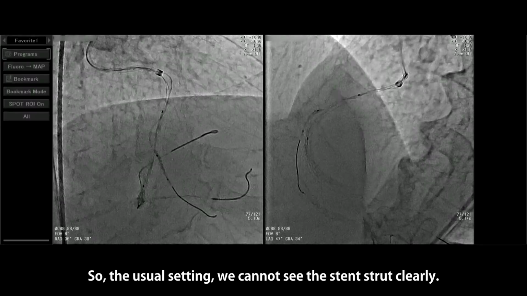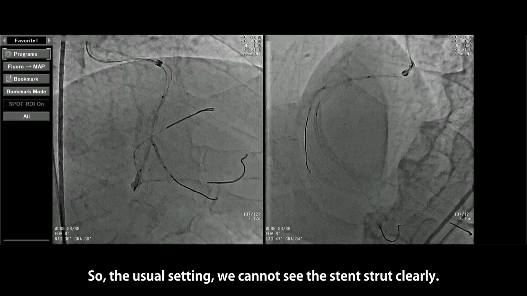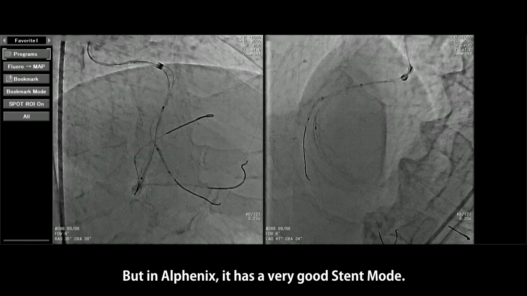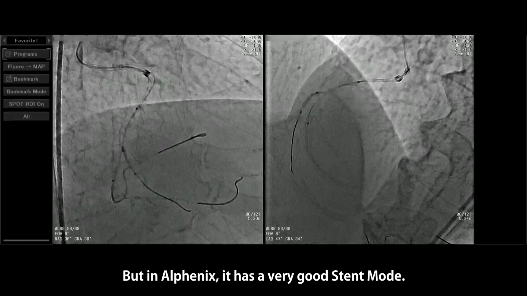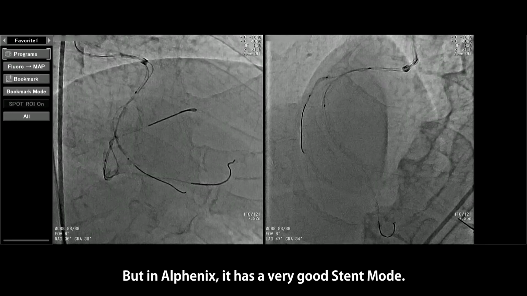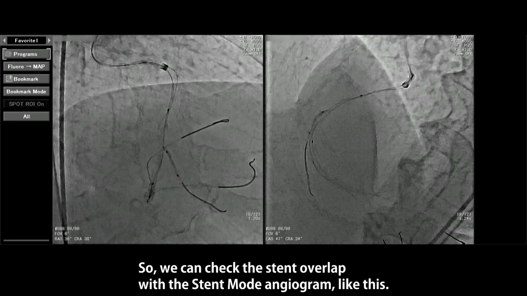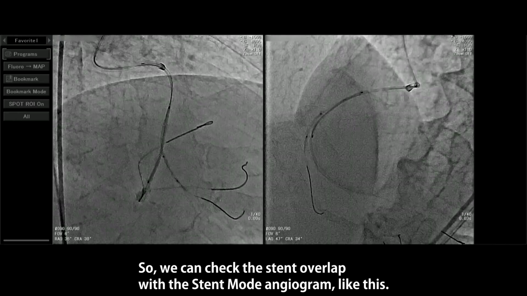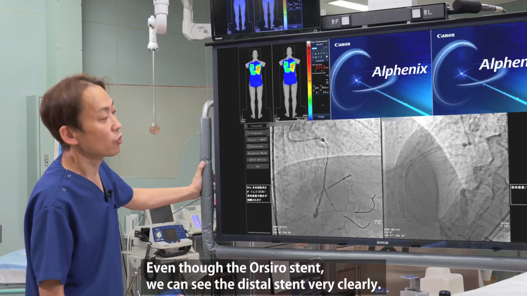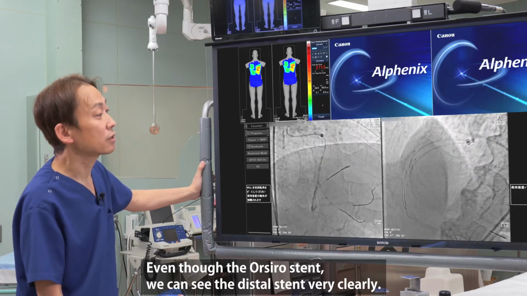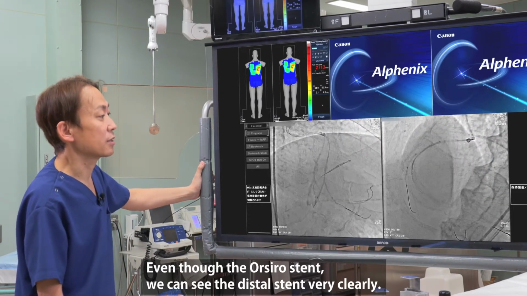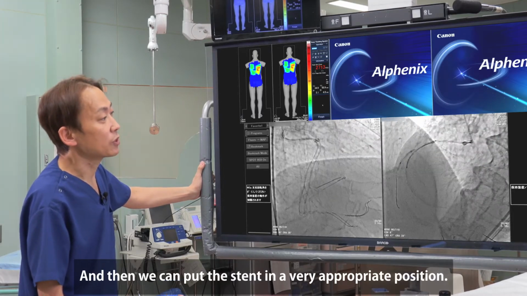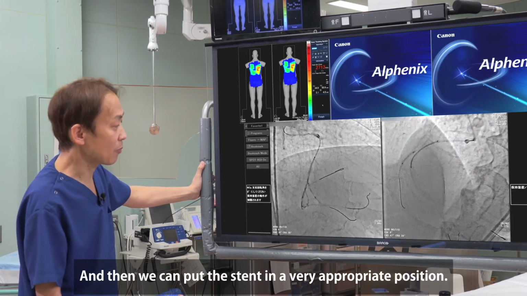So with the usual setting, we cannot see the stent struts clearly. But Alphenix has a very good stent mode. So we can check the stent overlap with the stent mode angiogram like this. So even with the Orsiro stent, we can see the distal stent very clearly, and then we can put the stent in a very appropriate position.